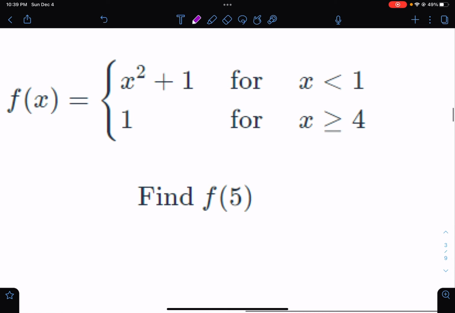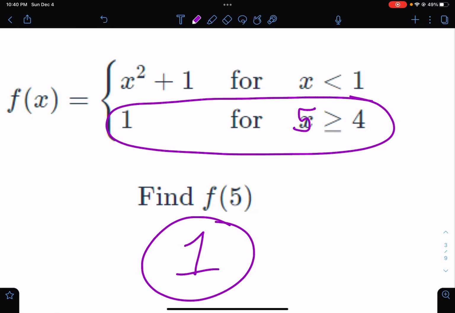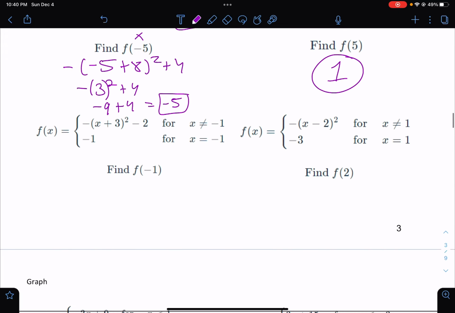All right, here it says find f of 5. We're going to be using this function, because it fits the constraint here: 5 is greater than or equal to 4. And in this case, our output is literally just 1. You can't plug anything in there. So your output is 1.